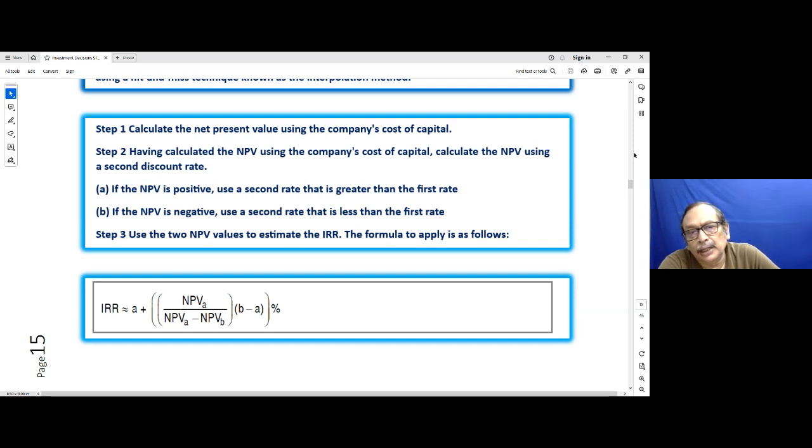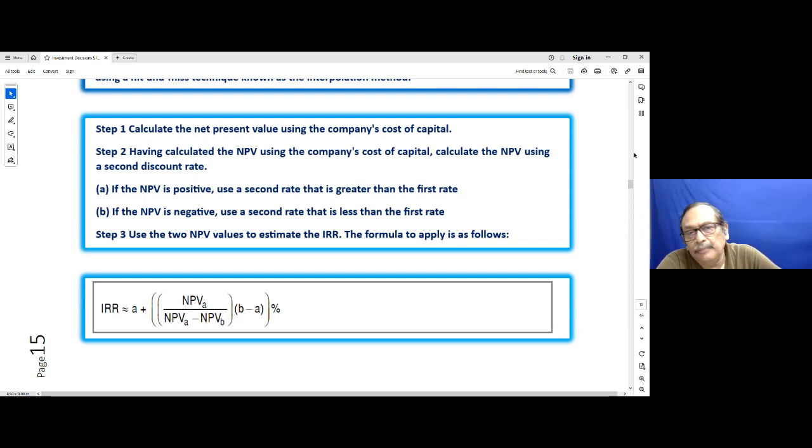Step 2, having calculated the NPV using the company's cost of capital, calculate the NPV using a second discount rate. If we start with a discount rate where you see the NPV is positive, then we apply a higher rate where NPV will be negative. So that's why I have said calculate the net present value using the company's cost of capital.